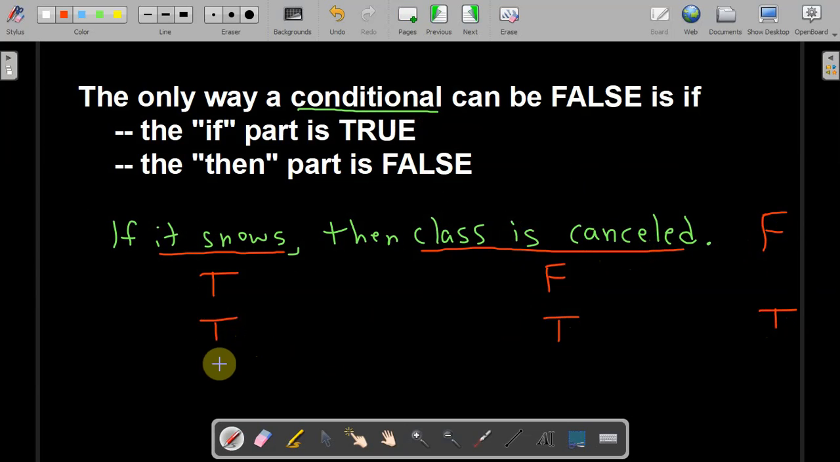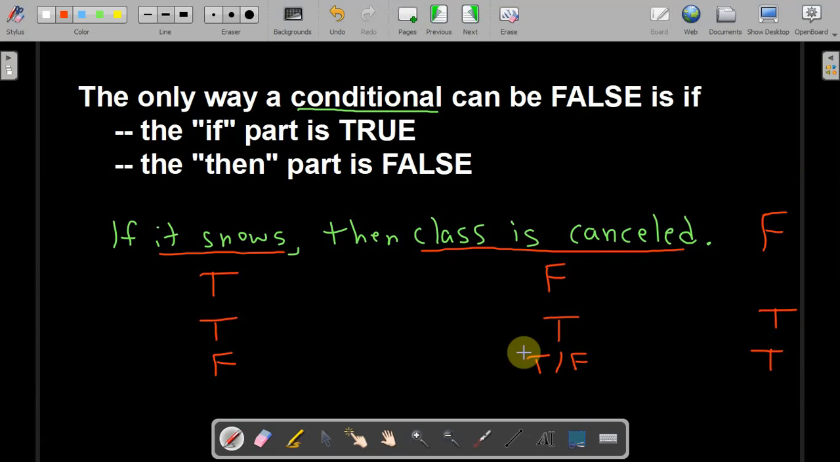What's interesting also, though, is if it doesn't snow, let's say the if part is false, well, then it kind of doesn't matter. This could be true or false, but it's like this sentence sort of didn't apply. So if somebody says, if it snows, then class is canceled, and then it ends up not snowing, well, you can't say they were wrong. You can't say they lied or anything like that. So this sentence is still fine. The overall sentence would be true if the if part is false.